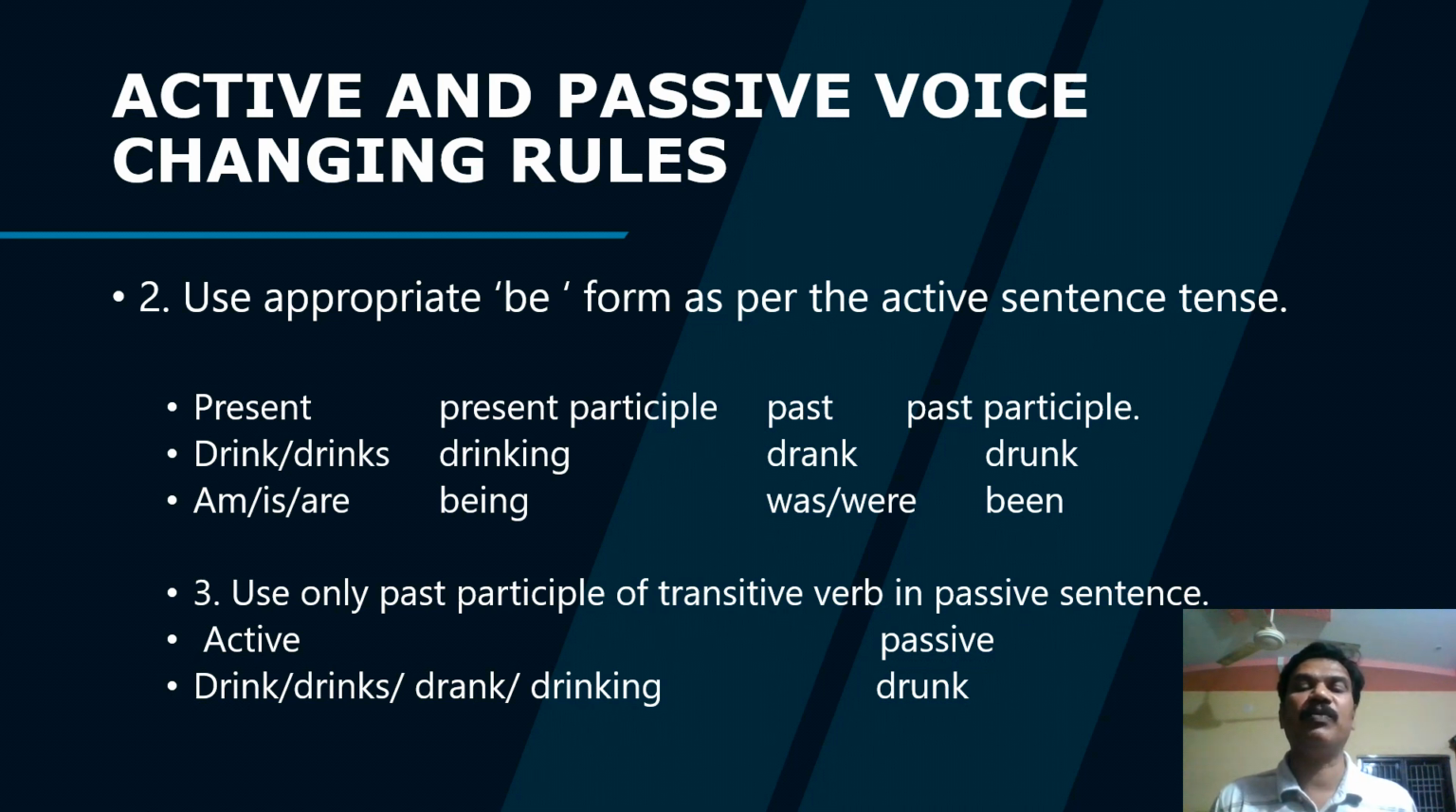Next, rule number 3. Use only the past participle of a transitive verb in a passive sentence. We can change only transitive verbs. Therefore, immediately you should know the past participle of the verb, active and passive. See that: drink, drinks, drank, drinking. Like this, you could see in an active sentence. Immediately, you should use only drunk in passive voice. No other word is possible in passive voice. Keep in mind, it's very important. Some students unknowingly use present or past verb forms. It's unacceptable in a passive voice.